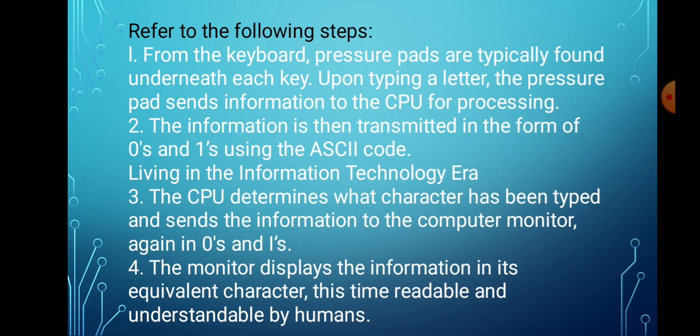From the keyboard, pressure pads are typically found underneath each key. Upon typing a letter, the pressure pad sends information to the CPU for processing. The information is then transmitted in the form of 0s and 1s using the ASCII code.